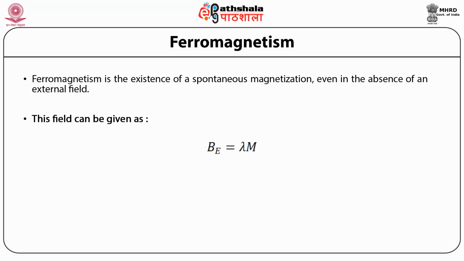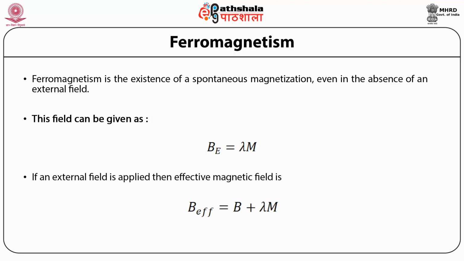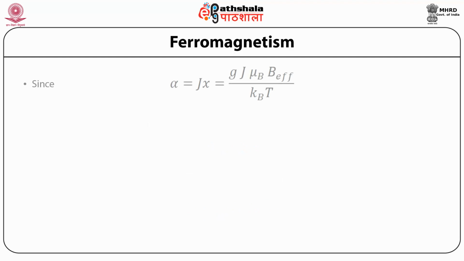The effective magnetic field B effective on the atomic dipole is therefore B effective equal to B plus lambda M. Since, as we know, alpha is J_x, which is equal to g_J mu_B into B effective over k_B T, this alpha comes out to be g_J mu_B into (B plus lambda M) over k_B T.